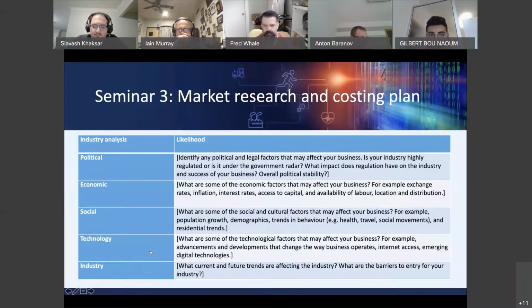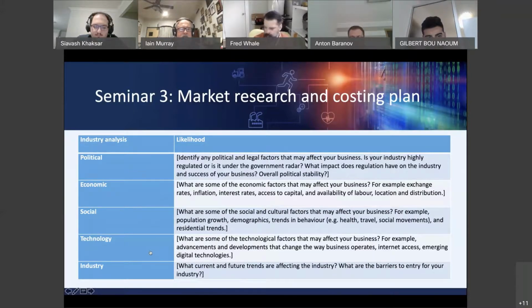Other economic factors are the exchange rates, levels of inflation. Hyperinflation can cause all kinds of problems. If you're selling things at a lower cost and the price goes up due to inflation, it can affect your profit margins. Availability of labour where you're manufacturing. Fairly obvious, but economic is very important.